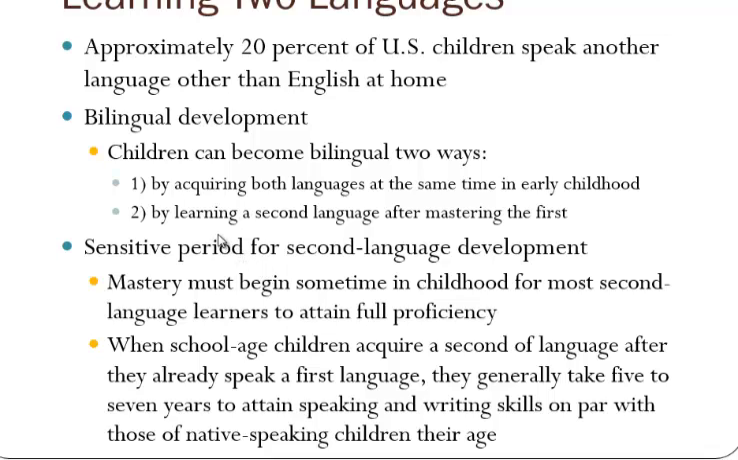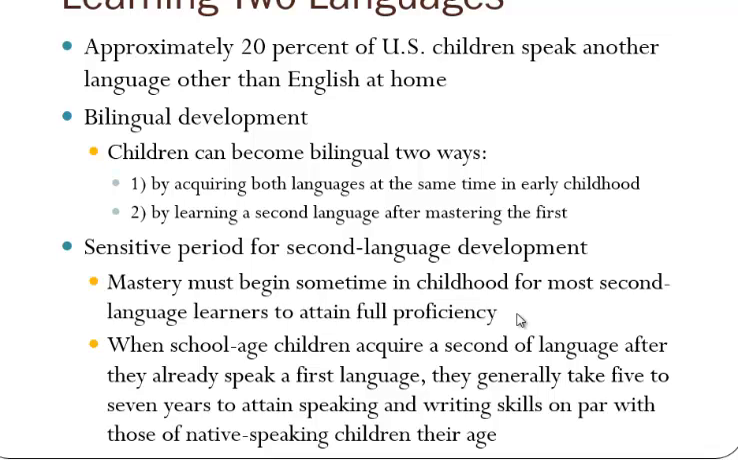Also, they can become bilingual by learning a second language after mastering the first. That's a little bit harder, but it still, of course, can be done. This is a sensitive period. This early childhood or middle childhood is a sensitive period for second language development, because if you develop the language skills at that point, they can be much more effective. Mastery must begin sometime in childhood for most second language learners to attain full proficiency.